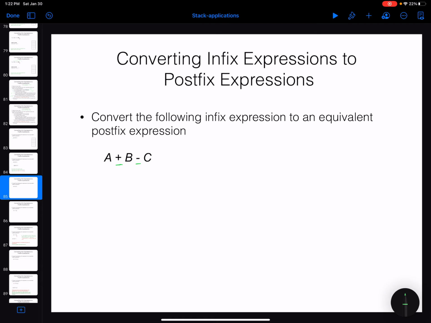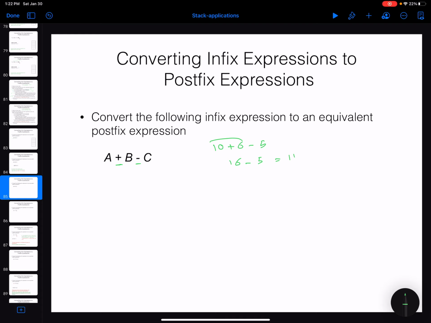So if you have something like 10 plus 6 minus 5, the thing is you want to add these two first, 16, and then subtract 5 from the result, which is going to be 11.